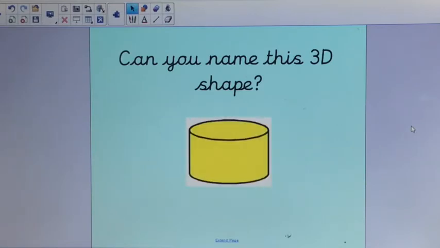Okay, what is the name of this 3D shape? It's a bit of a squashed version of this 3D shape. What do you think it might be? Tell your grown up. 3, 2, 1. It was a cylinder. Bit of a squashed down cylinder, but a cylinder all the same. So well done if you got that one.